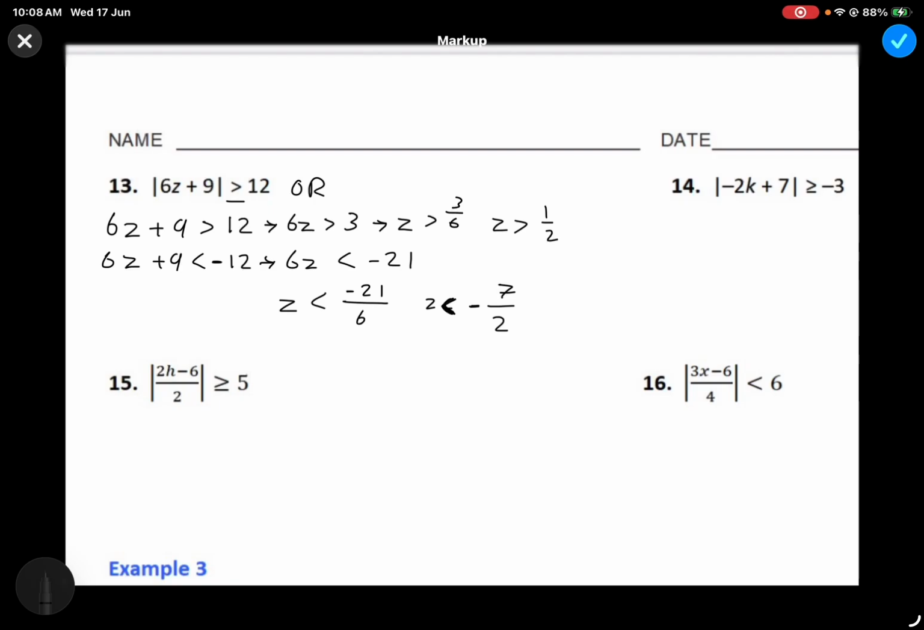And do we have to graph these? No. Okay, we'll try graphing them. You just get negative 7 over 2 here and 1 over 2 here, empty circle pointing this way and empty circle pointing this way.